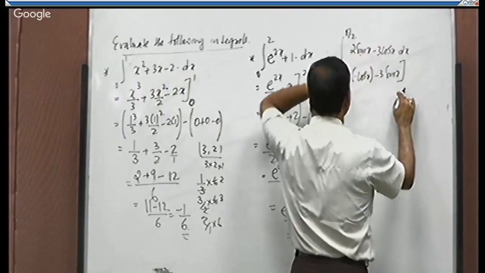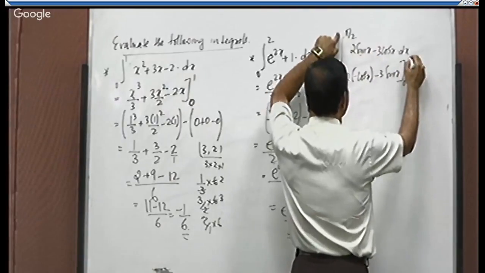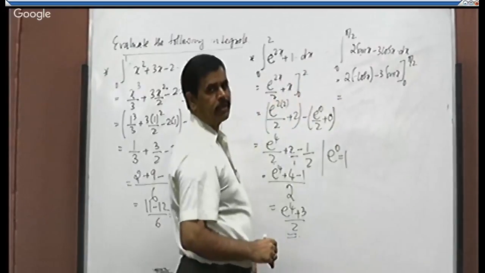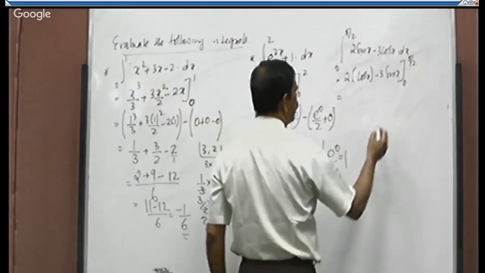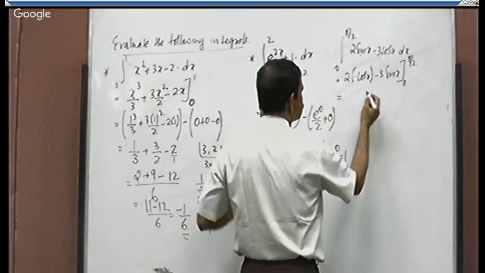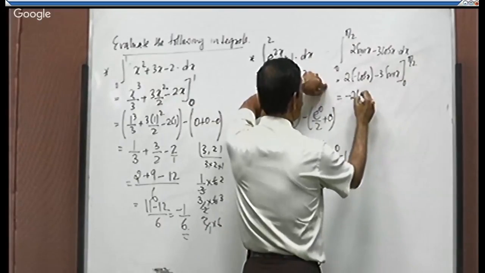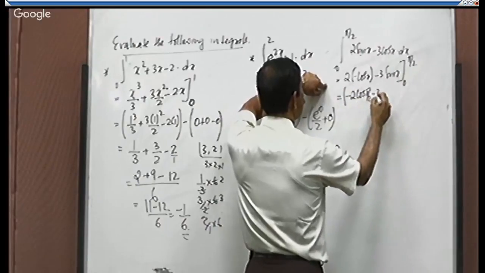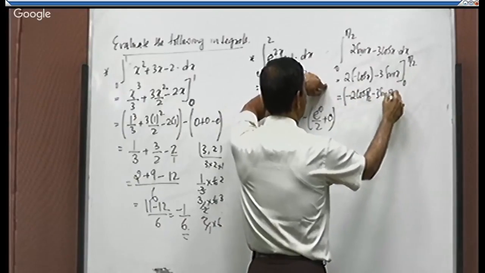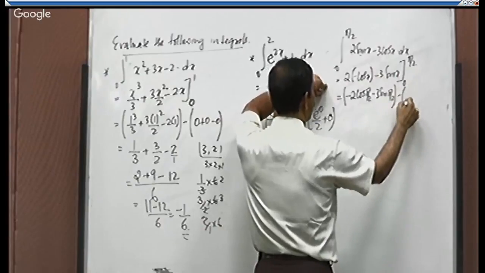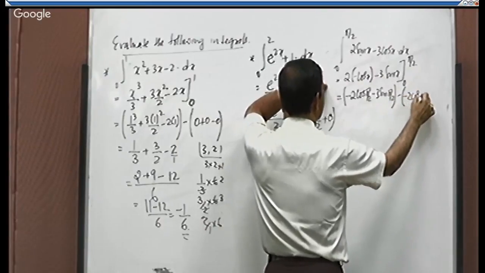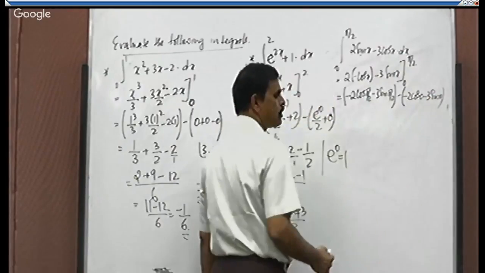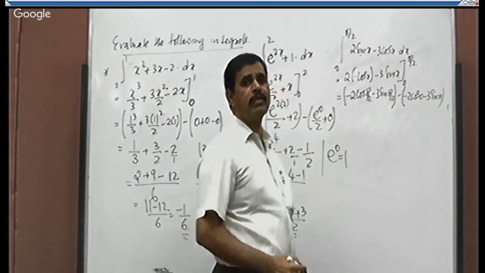Apply the limit. What is the lower limit? 0. What is the upper limit? pi by 2. Now, substitute x is equal to pi by 2 and x is equal to 0 separately. It is minus 2 into cos pi by 2, first bracket, minus 3 into sin pi by 2, minus the lower limit, minus 2 cos 0 minus 3 sin 0. What is cos 0? 1. What is sin 0? 0.